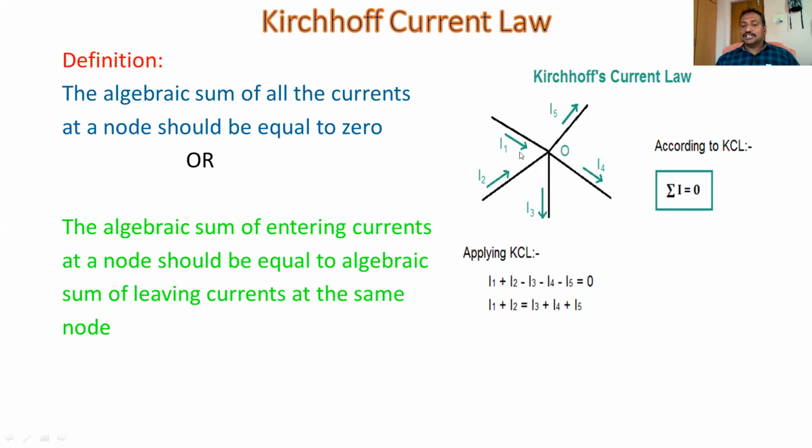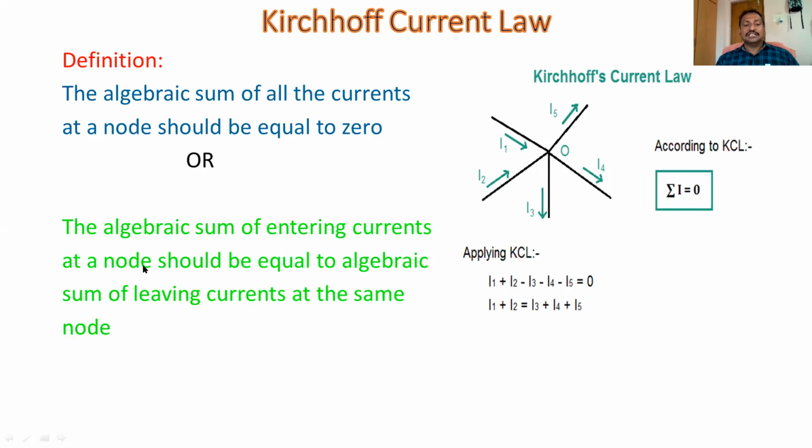So as per the first definition, I1 plus I2, and I3 has a negative sign. Why? Because a leaving current is negative. I told you already that the leaving current has the negative sign. What about I4? Leaving current, therefore minus sign. What about I5? Leaving current, therefore minus. Entering is positive, therefore I1 and I2 are entering, plus plus. So this is equal to 0.